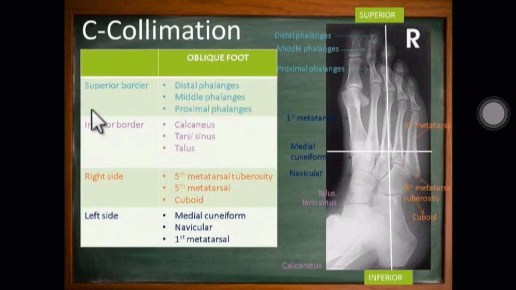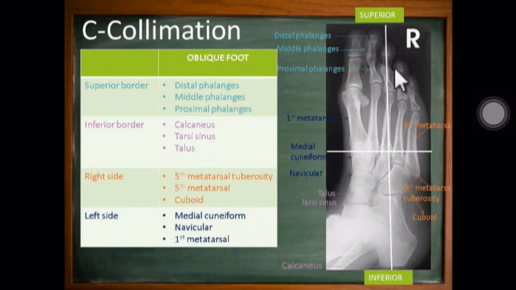For the collimation, at the superior border, structures that should be included are the distal phalanx, the medial phalanx, and the proximal phalanx. And for the inferior border, structures that should be included are the calcaneus, the tarsal sinus, and the talus.